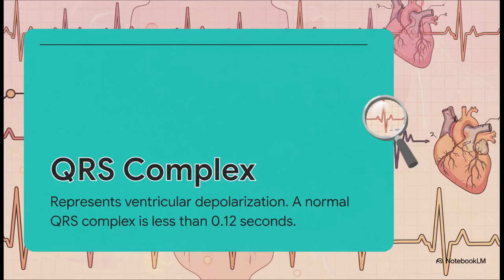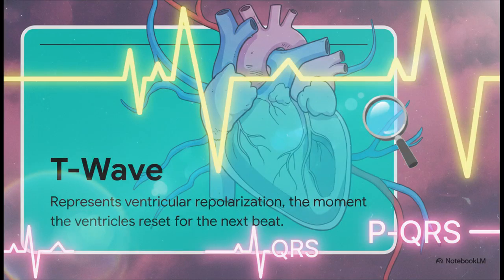So right after that whisper comes the shout, the QRS complex. This big spike right here, that's the main event. This is the powerful electrical surge that makes the ventricles, the big lower chambers, contract and pump blood out to your entire body. And just like the P wave, this whole powerful event happens in a flash, also in under 0.12 seconds. And to wrap up the cycle, we have the T wave.